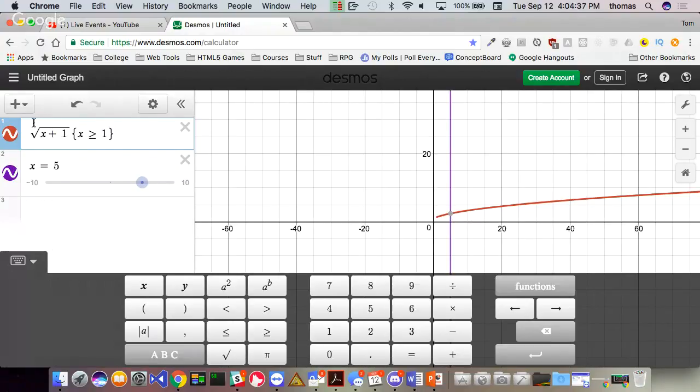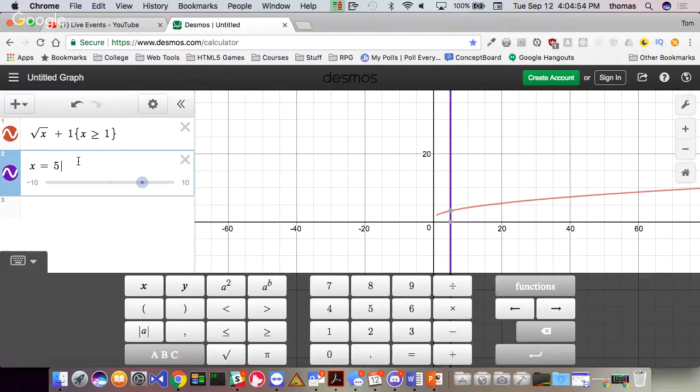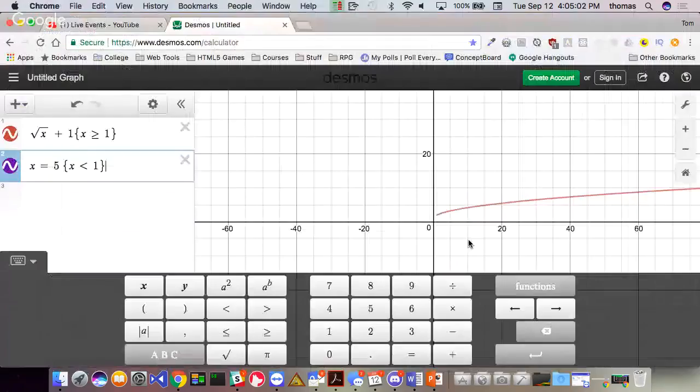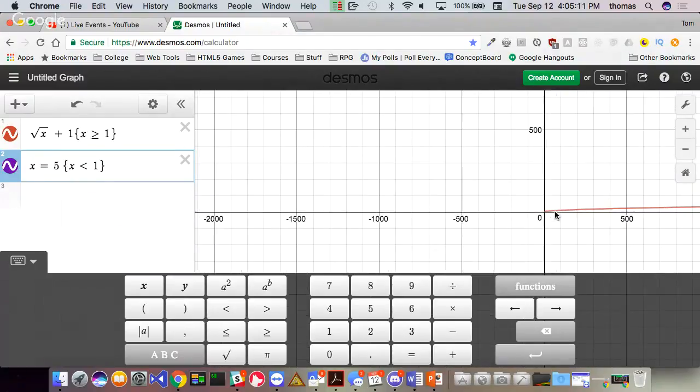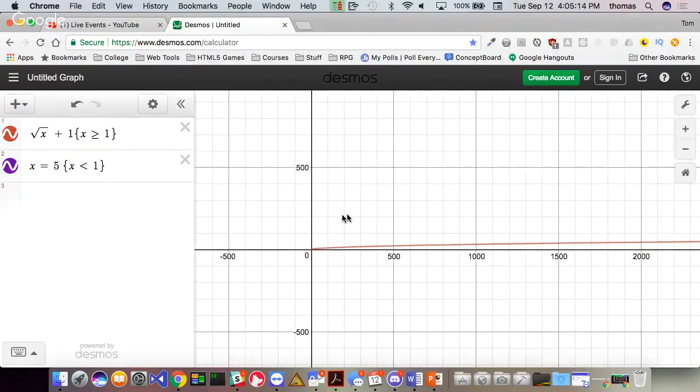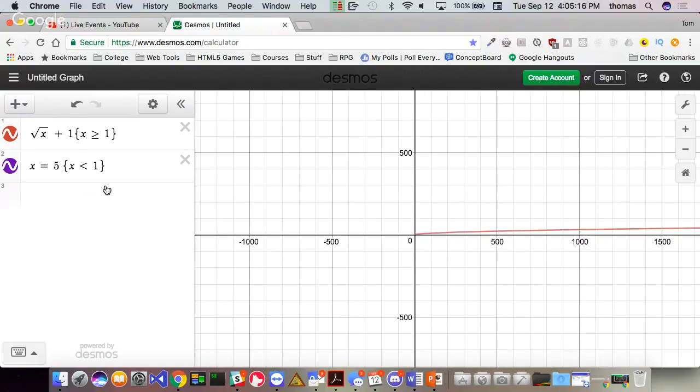No, this one's inside. See, it's under the square root. Root of x plus 1, as x approaches 1, and then x is equal to 5. We want to put in there where x is less than 1, if I'm not wrong. X is less than 1. But this one, we can see the graph is kind of weird. It kind of goes really, really flat for a long, long time. Does that make sense? Anybody have anything else to say on this one?